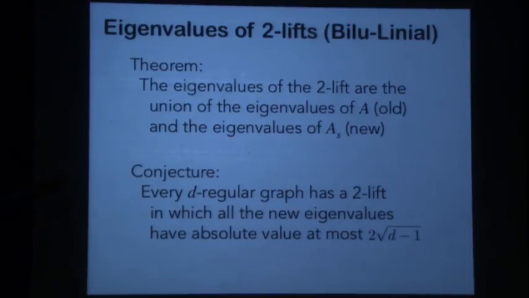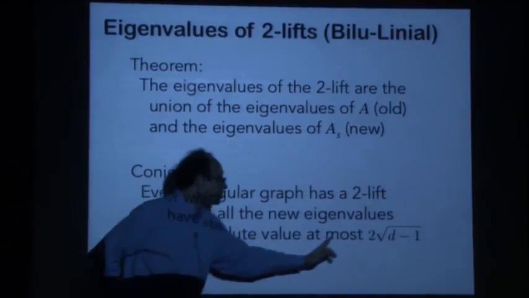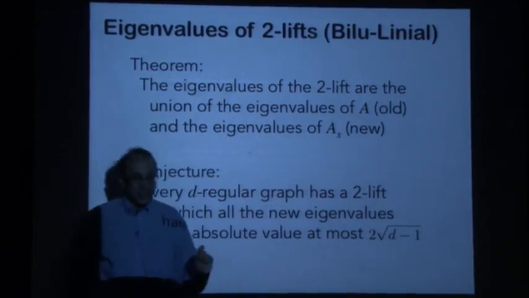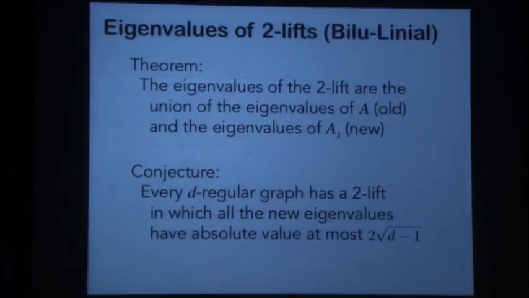So they conjectured that every d-regular graph has a two-lift in which all of the new eigenvalues have absolute value at most 2 root d minus 1. So they're saying that regardless of the graph you start with, for some two-lift, at least the new eigenvalues you introduce will not violate the Alon-Boppana bound. That was their conjecture. We will almost prove this.